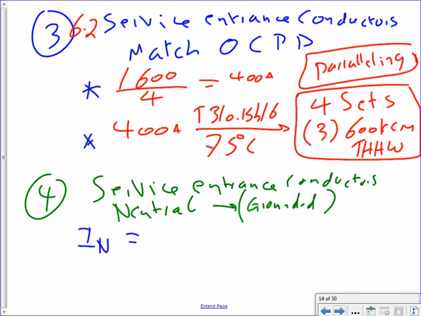Okay, so that's my 6.2. Now let's go to the neutral. The neutral is also 6.2 here. This is also 6.2, the neutral service entrance conductor for the neutral. Okay, let's do the calculation for the neutral.